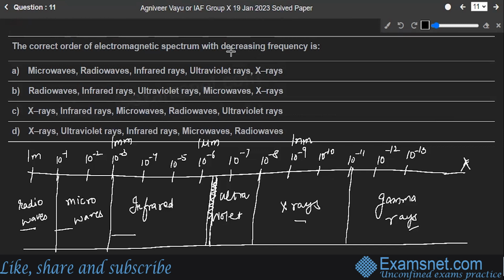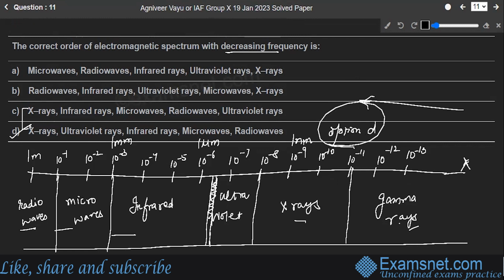Okay, it is asked decreasing frequency. This is in increasing frequency. So for decreasing frequency, I'll go this way. First of all, gamma rays, but gamma rays are not present in any of the options, so I'll ignore that. Then you have the X-rays, yes, you have the X-rays in these two. Then ultraviolet, which is here. That means option D is the correct answer.